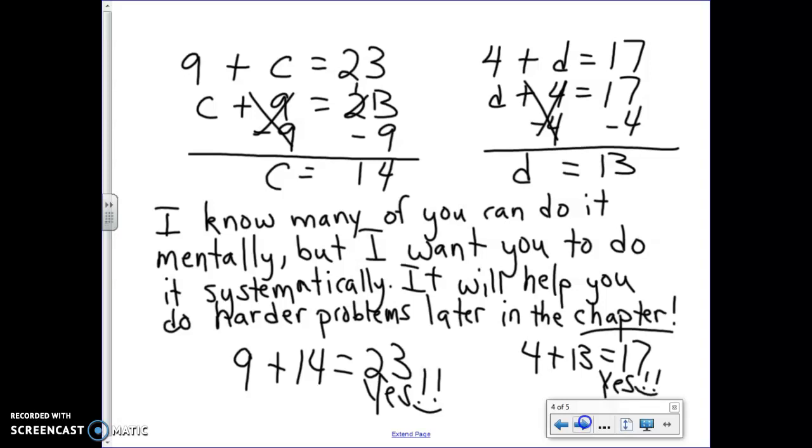Yes. That is what I want you to do on sheet 18-1. Show me your work, X out the plus 9 minus 9, plus 4 minus 4, and so on, and write the variable equals whatever number it is. Thank you.